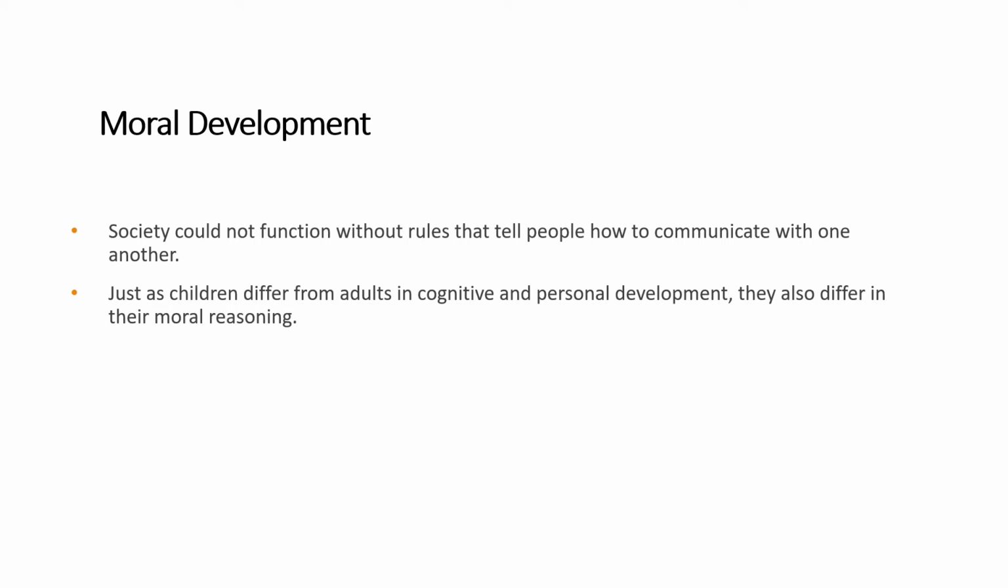Let's turn now to the subject of adolescents' moral development. But first, a word about moral development. So far in the course, we've talked about cognitive development and social-emotional development. What is moral development? Well, morality has to do with the rules by which we live. So we don't go out and kill people, for example. Society could not function without rules that tell people how to communicate with one another and how to treat one another. Just as children differ from adults in cognitive and personal development, they also differ in their moral reasoning.